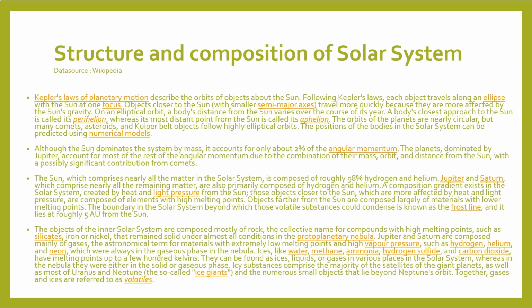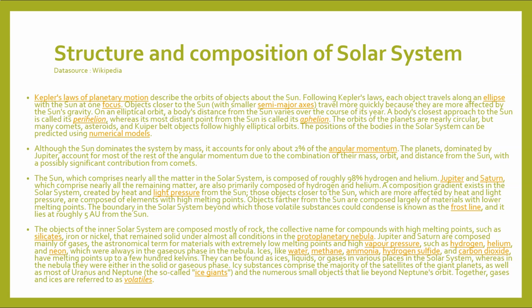Although the Sun dominates the system by mass, it accounts for only about 2% of the angular momentum. The planets, dominated by Jupiter, account for most of the rest of the angular momentum due to the combination of their mass, orbit, and distance from the Sun, with a possible significant contribution from comets.